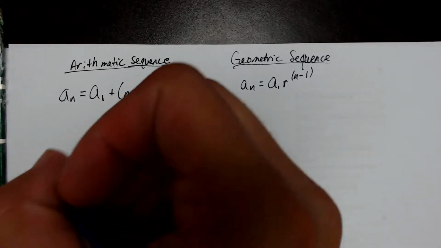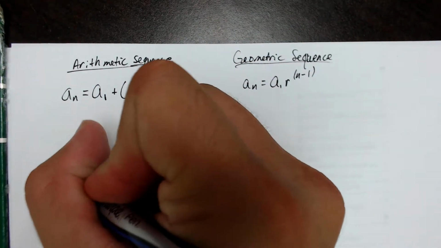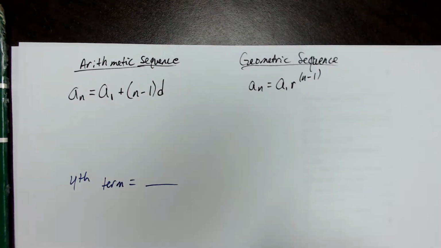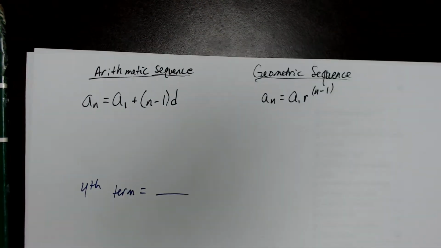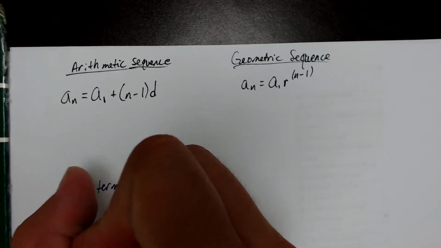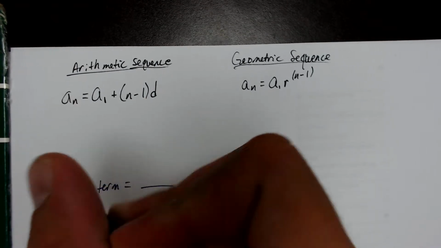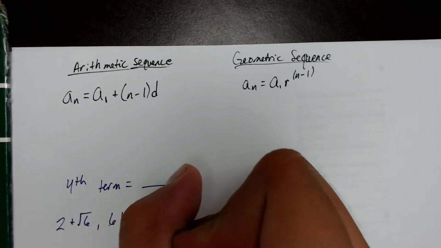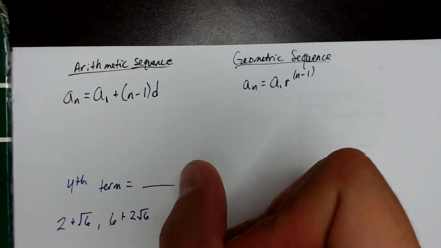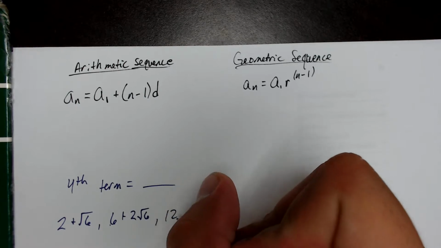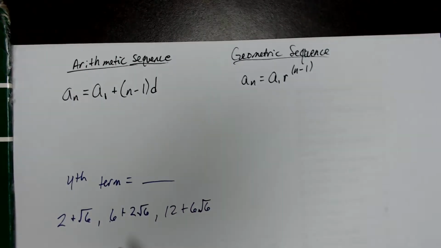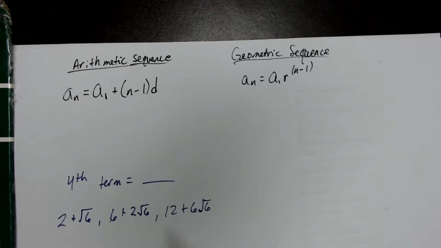We have to find the fourth term in a geometric progression that begins with the first term being 2 plus root 6. Then we have 6 plus 2 root 6. Then 12 plus 6 root 6. So these are the first three terms, and we have to figure out what the fourth term is.